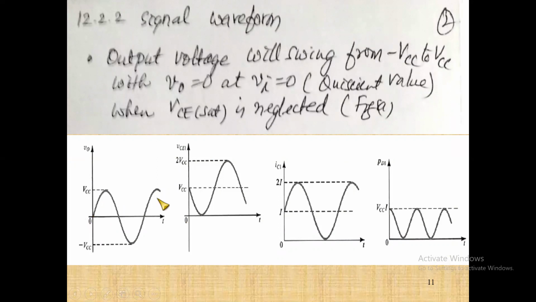VCC minus 0 will be VCC. VCC minus VCC will be 0. VCC minus again 0 will be VCC. VCC minus of minus VCC will be 2 VCC, and so on.